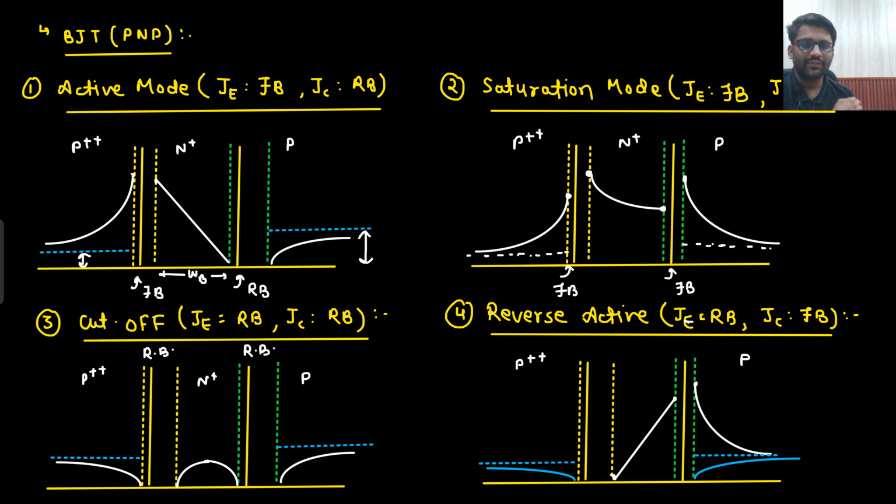So yeah, this is the end of the bipolar junction transistor. Next we are going to start MOS. MOS cap and MOSFET we will start.